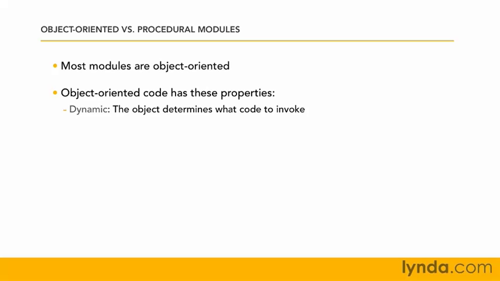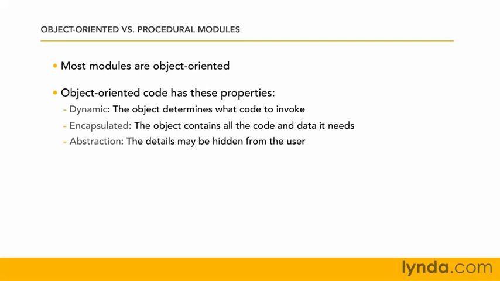So if I'm using an object-oriented module and I call a particular method inside that module, the object, depending on how I'm calling it and in what context, what's been inherited, things like that, will decide what code to run inside that module. Encapsulation is another important property of object-oriented code. And that means that the object contains all the code and all the data that it needs, and I don't have to worry about providing that.